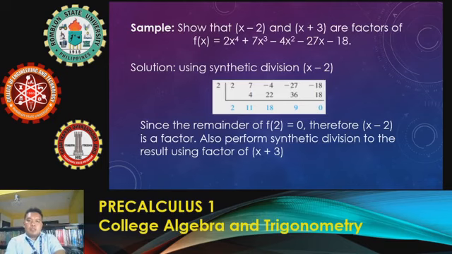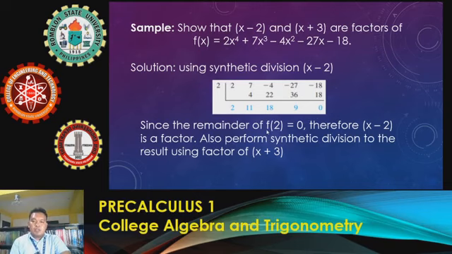Same din po yung process, no? So, show that x minus 2 and x plus 3 are the factors of 2x to the 4th plus 7x cubed minus 4x squared minus 27x minus 18. So, solution, 2, 7, negative 4, negative 27, and negative 18. Then, first muna yung 2. So, pag nilabas po yan, magiging positive 2. So, bring down, multiplied, plus, then multiplied ulit, then pagsamahin, multiplied, pagsamahin. Tapos, pag na-0 po siya, ibig sabihin perfect po yung division.